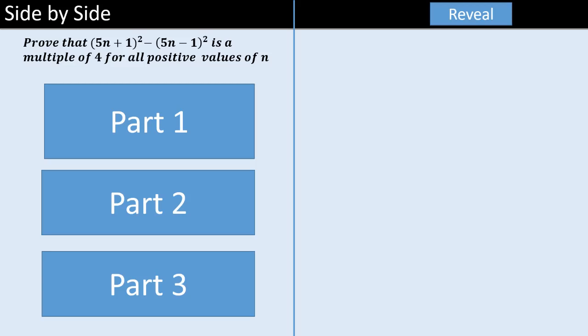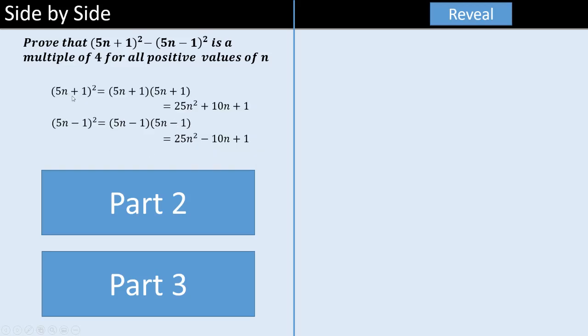Okay? Prove that 5n plus 1 all squared, take away 5n take away 1 all squared, is a multiple of 4 for all positive values of n. Okay? Now, the expressions we've already been given. We've been given at the top what to start with. So that's a good thing. Okay. After we've got what our expressions are, we normally look to expand. So I need to expand both of those brackets.